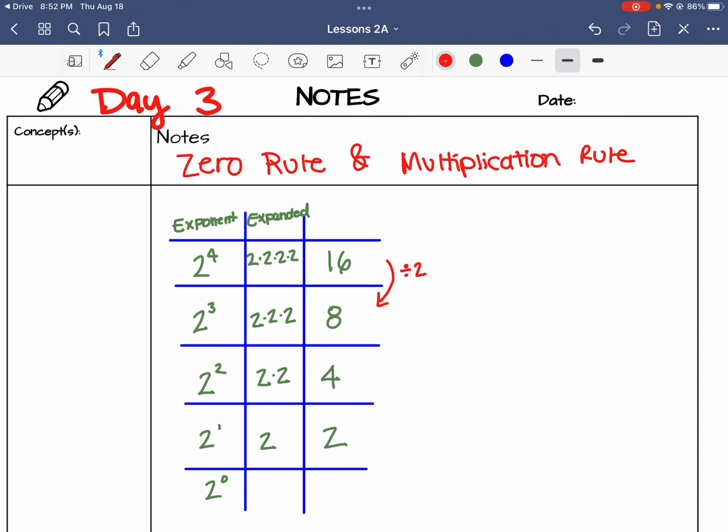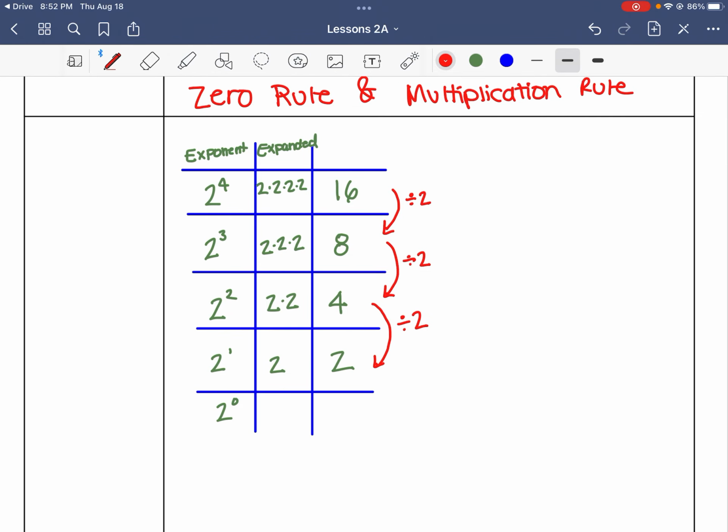So that means if I did 16 divided by 2, I would get 8. Now let's keep going. From 8 to 4, I would also have to divide by 2. To get from 4 to 2, I would also have to divide by 2. So mathematicians figured out that in order to find out what 2 to the 0th power is, they would have to do 2 divided by 2. Now what's 2 divided by 2? 1.